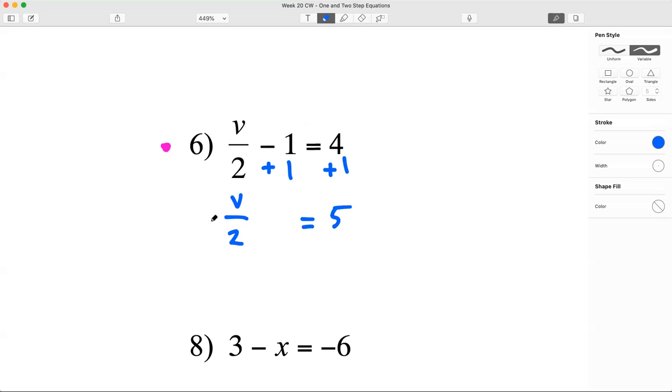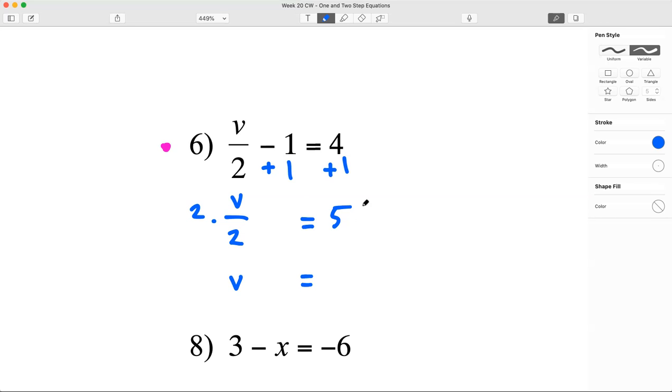Okay, now we have to multiply or divide the coefficient. In this case, the coefficient is 1/2. Okay, so we're going to have to multiply by that reciprocal, which is 2. So that'll get the 2 to go off of the denominator here, leaving us with just v. 2 divided by 2 is 1. 1 times v is just v. So we're good on that side. Now v is all by itself.